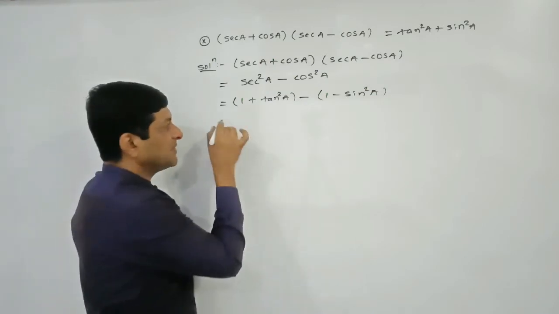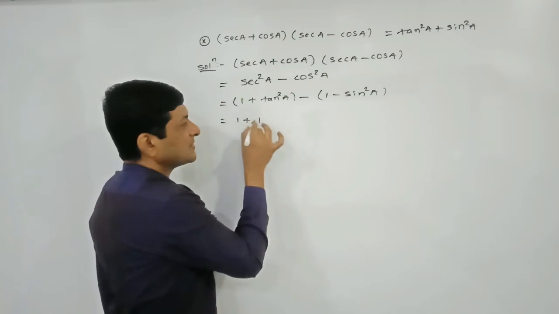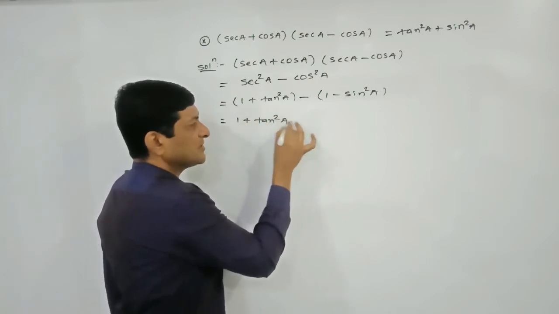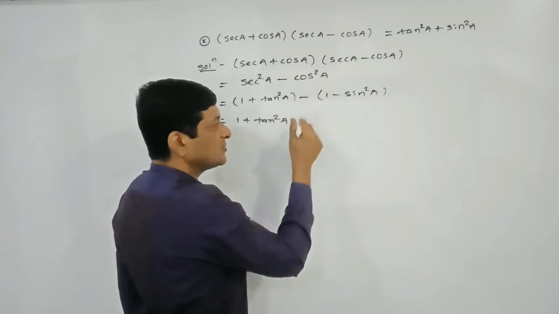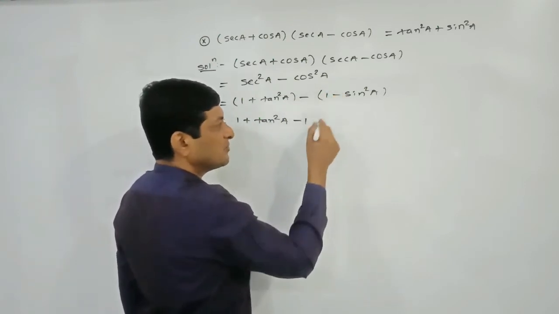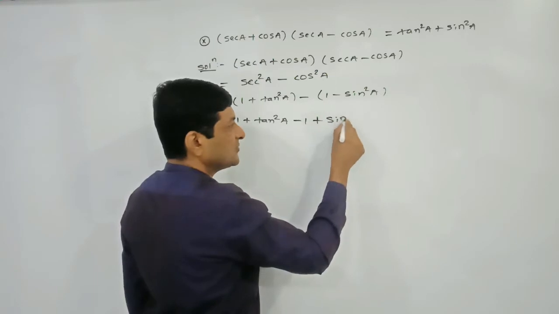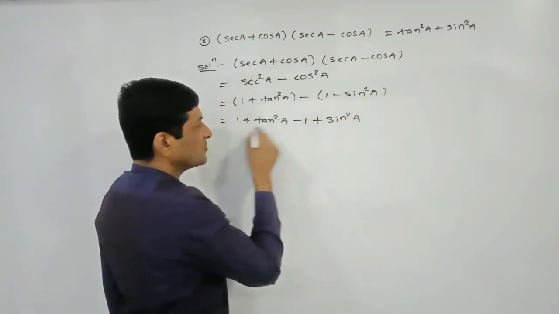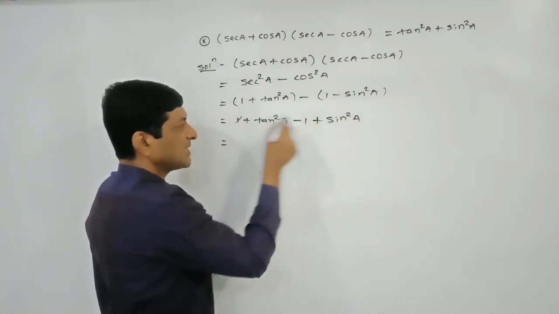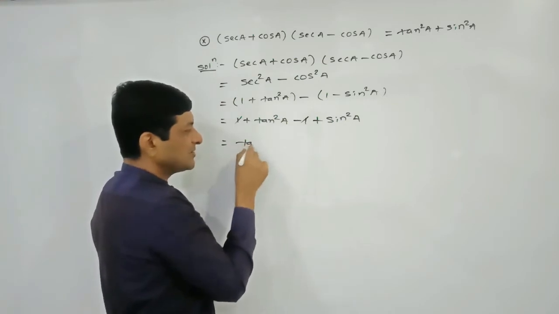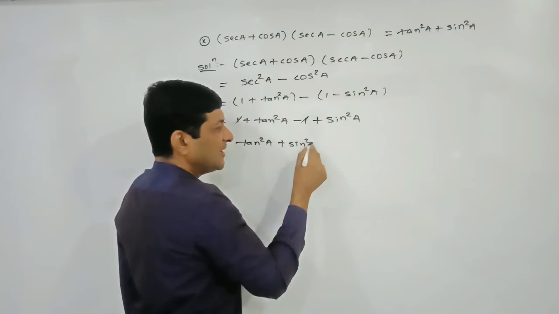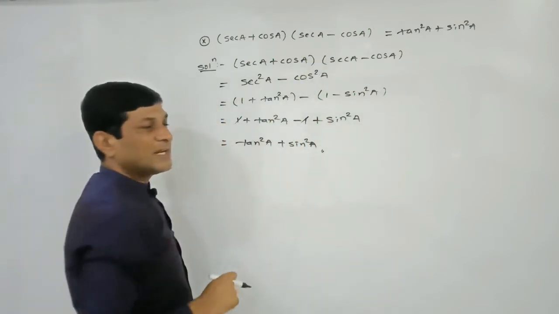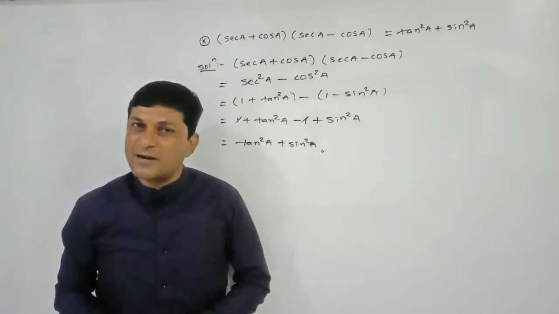So now let us simplify it. 1 plus tan square A, keep it as it is. Just simply I am multiplying by minus to both the terms in this bracket. Minus into 1 will be minus 1 and minus into minus will become plus sine square A. So here minus 1 and plus 1 will get cancelled. After cancelling minus 1 and plus 1, remaining terms are tan square A plus sine square A. And if you observe here, tan square A plus sine square A is our required right hand side.